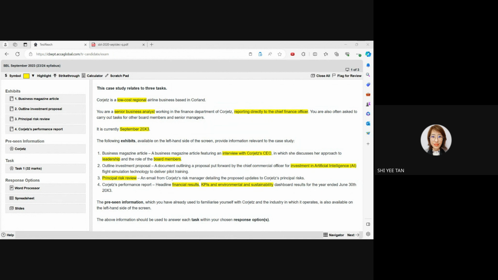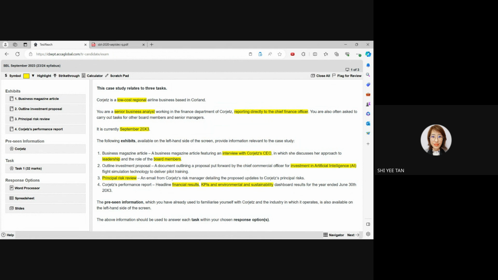Corjetz is a low-cost regional airline business based in Holland. This is the information that you also know from your pre-seen information, right? It's in line with your pre-seen information. You are a senior. This is your role. Do you see that in pre-seen material, you do not know who you are? You do not know at all who you are. So you have no way that you can spot the question, except for small topics here and there that you know are included in your pre-seen material only.